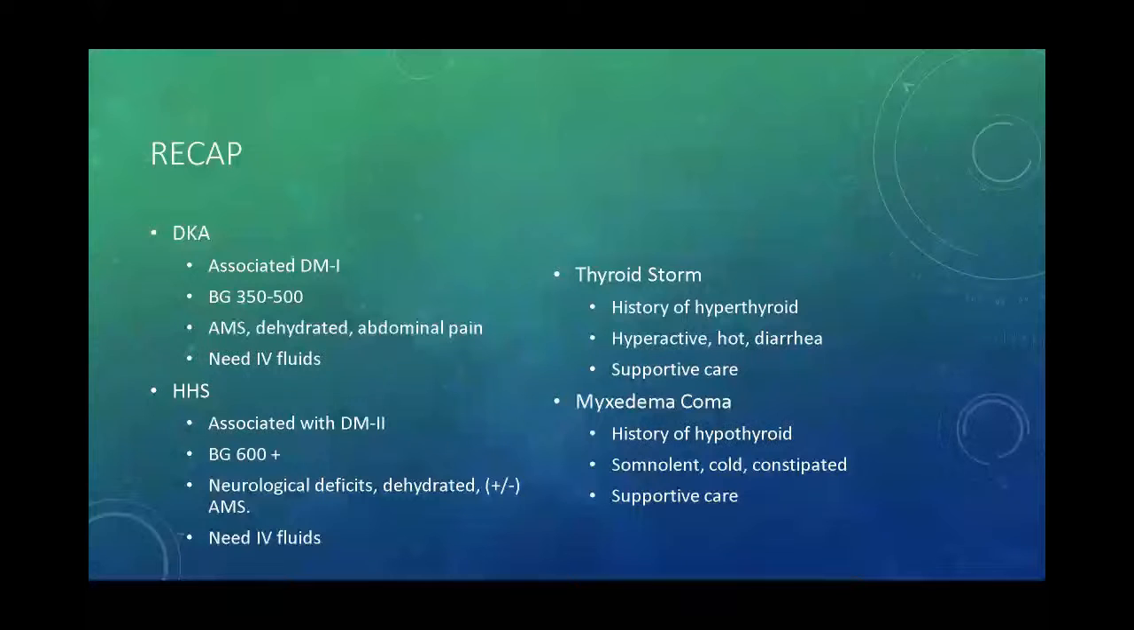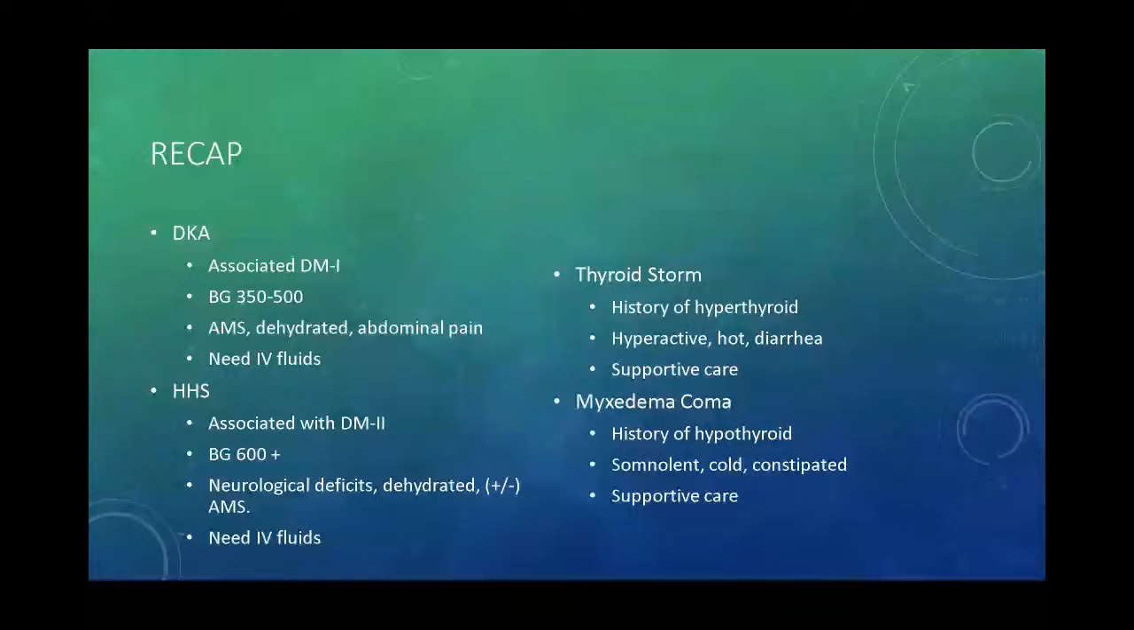So just a quick recap. Diabetic ketoacidosis is predominantly associated with type 1 diabetics. It can occur in type 2, but predominantly type 1. Typically, their blood glucose will be fairly low, in the ranges of 350 to 500. Typically present with some form of altered mental status, very dehydrated, and commonly have abdominal pain. They'll typically need IV fluids, at least initially, along with some other medications as well.